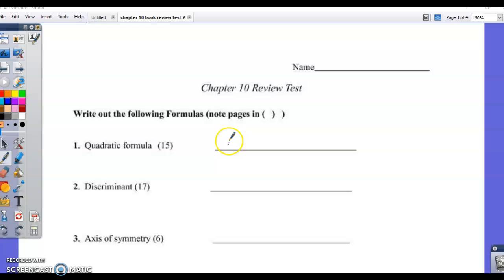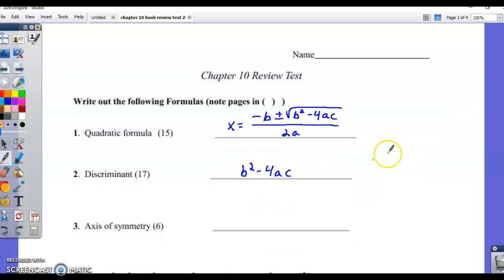The quadratic formula, think of the song. X equals negative b plus or minus square root b squared minus 4ac divided by 2a. Once you get that down, the discriminant we talked about is what is inside the square root. So the discriminant we can say is b squared minus 4ac. It tells us how many solutions there are to a problem based on whether it's positive, negative, or 0.